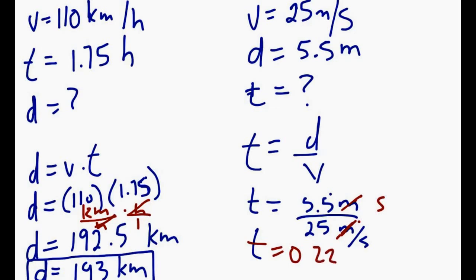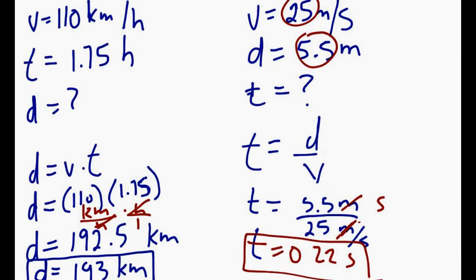seconds. Do we have the correct digits? We had 2 in original velocity, 2 in our distance. Here we still have 2 because that 0 in front doesn't matter, so we're good. So 0.22 is our correct time. Okay, so those are just some fairly easy basic work with the velocity time formula.